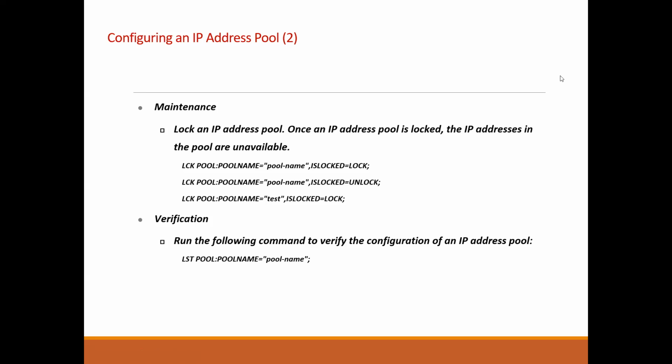Lock a section. I think we have an option of locking a section as well. I'm not sure about that. I'll check this part and I'll let you know. Okay. So you can lock an IP pool, you can unlock an IP pool, and you can check the status of a pool name, whether it is locked or not. Okay. Verification is list pool name, and it will show you that it is locked.